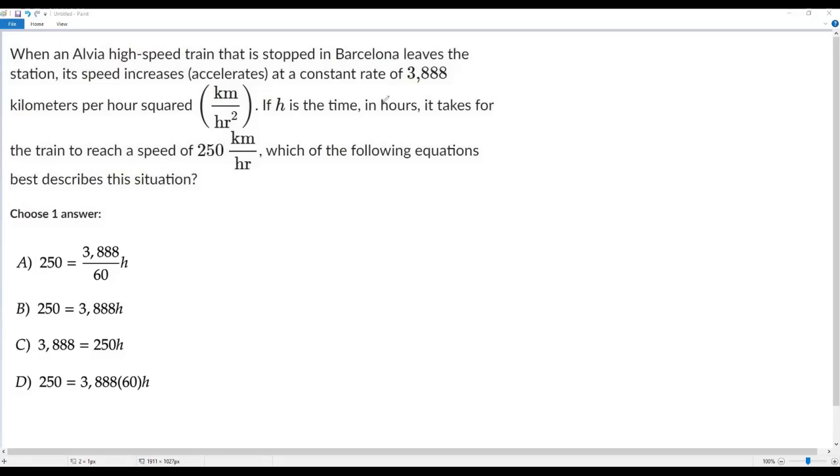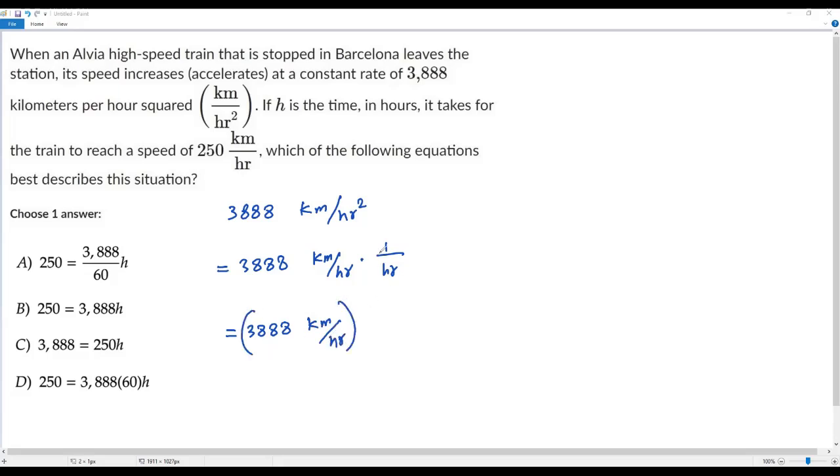Okay, now let me take the given acceleration rate, that is 3,888 kilometers per hour squared. In my next step, I'm going to write this kilometer per hour squared as kilometer per hour times 1 over hour. So the next step, we can write 3,888 kilometer per hour in parentheses, and for this 1 over hour we can write per hour.